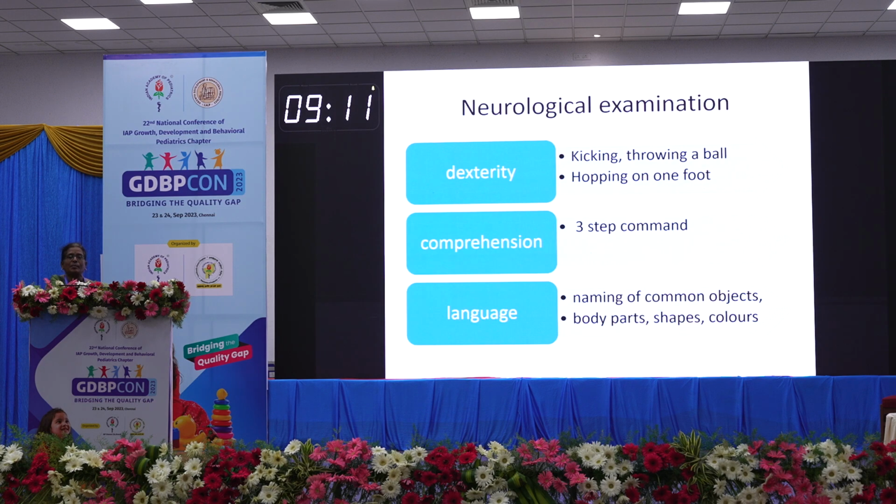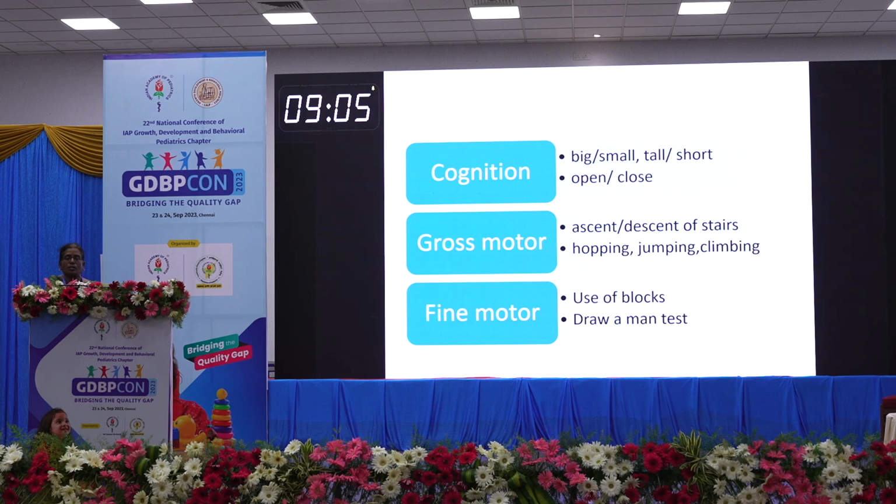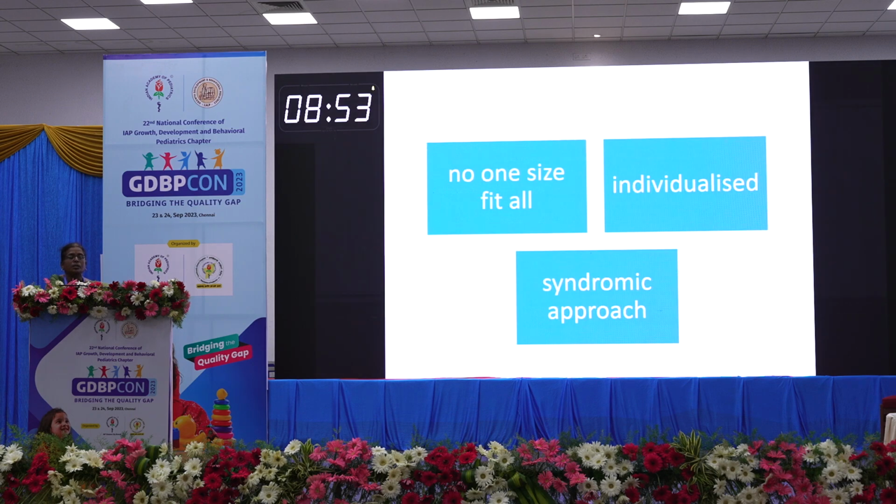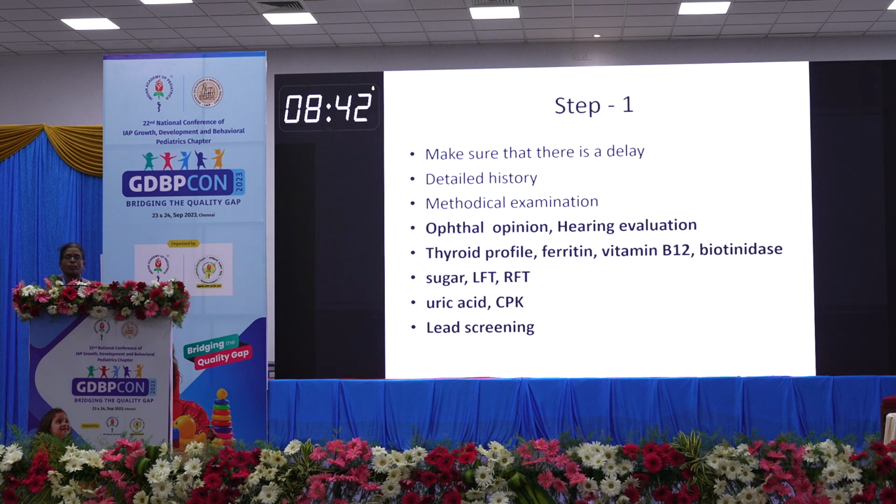So the neurological examination should include dexterity, that is the handedness, comprehension, language, cognition, gross motor, fine motor, and activities of daily living, gait, as well as cerebellar signs and involuntary movements. So there is no one-size-fits-all algorithm. Each child we have to evaluate and go through individualized management, and there should be a syndromic approach.